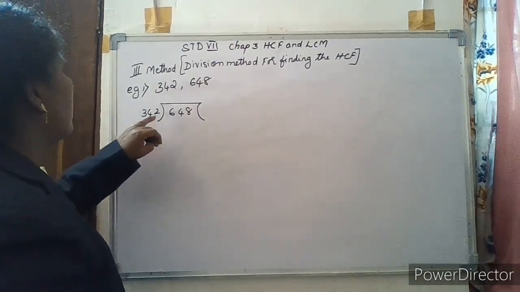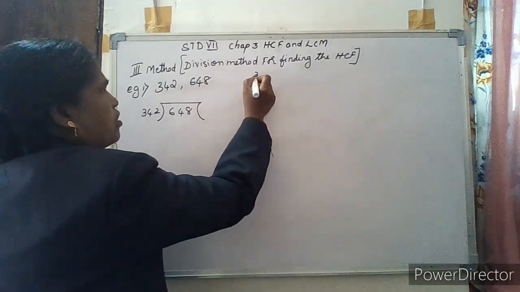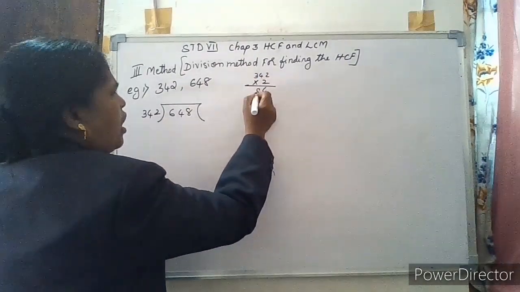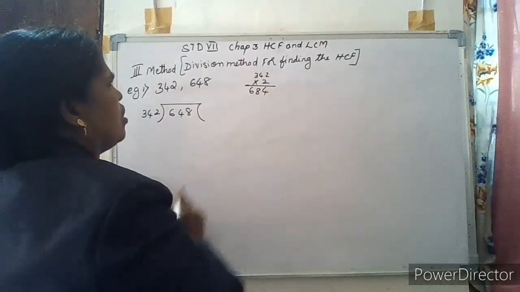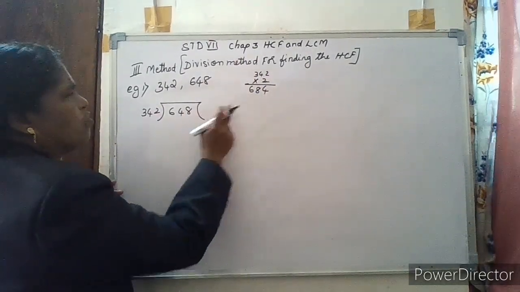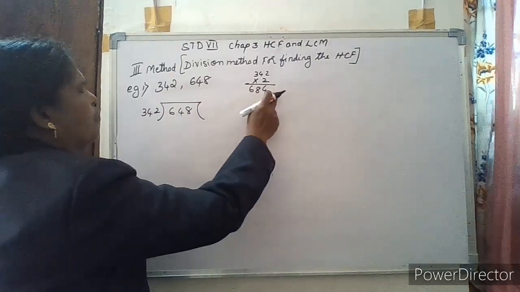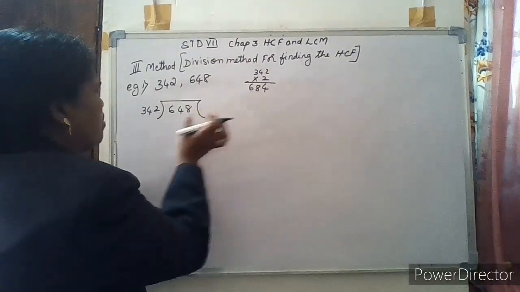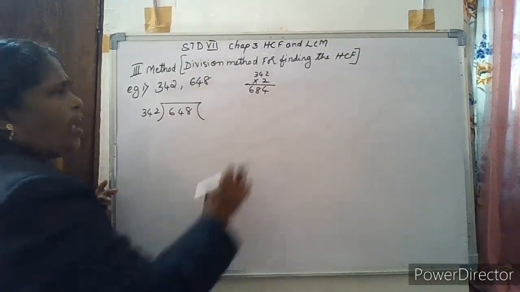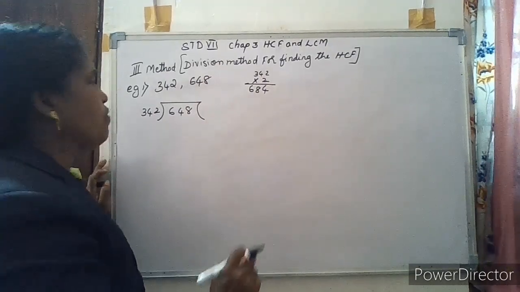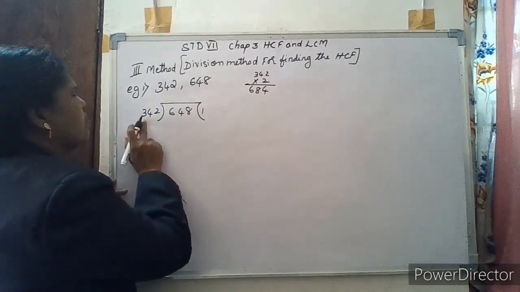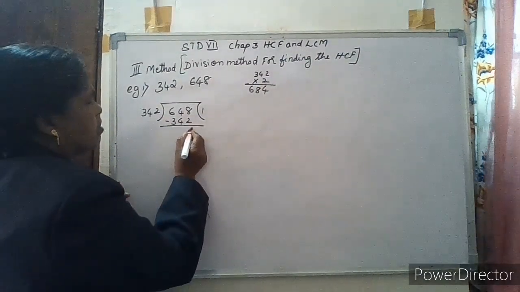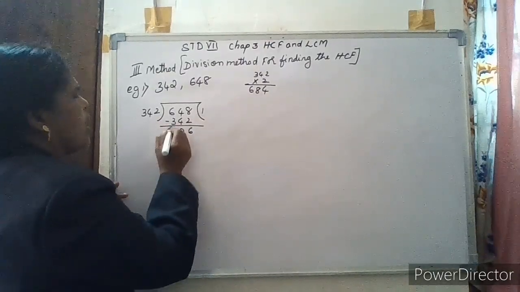Now 342 table. 2 2s are 4, 2 4s are 8, 2 3s are 6. So if I take 2s, it is 684. But here it is 648. So that means this number is greater than this. So I cannot take 2s. So I have to divide it by only 1s. That is 342 1s is 342. 8 minus 2, 6 is the remainder. Here 4 0 and this is 3.